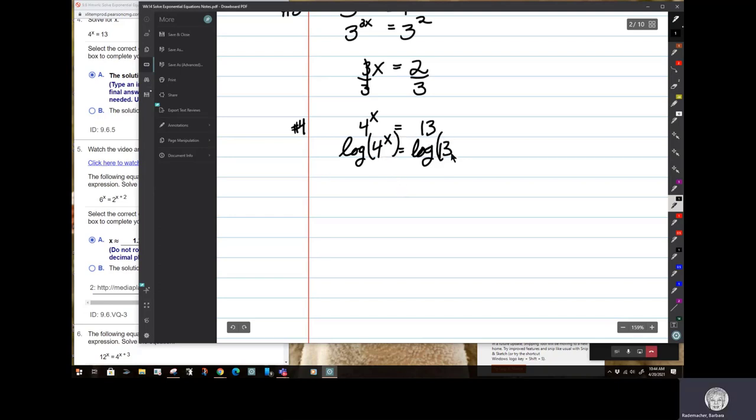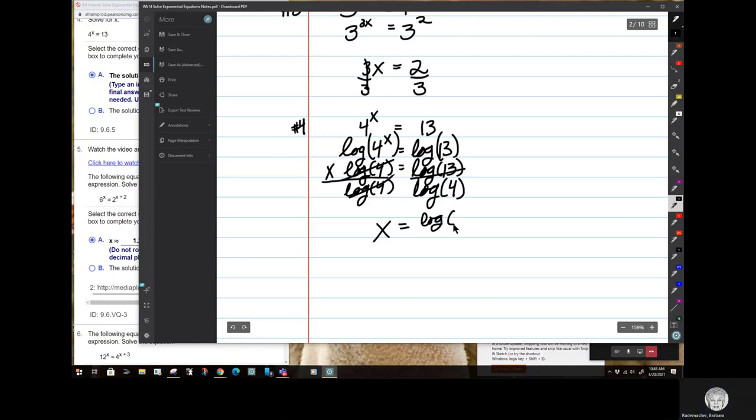So I'm going to put parentheses, just because I think it makes it cleaner. Now, the log is designed to bring the x down in front. We call that the power rule. x log 4 equals log 13. Log 4 is just a number. It's a decimal. So divide both sides by log 4. Cancel, cancel. So the exact answer is x equals the log of 13 over the log of 4.